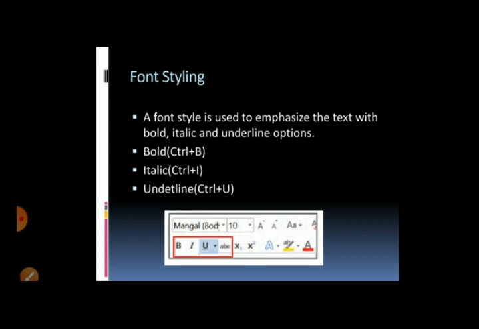Next is underline. It underlines the text. There are various methods of underline. First is Control plus U, which is the shortcut method, and the second one is to select the desired text on the Home tab in the Font group and click on the Underline button. You can click on the drop down arrow present on the Underline button and select other options of underline, and you can also select the style of underline there.